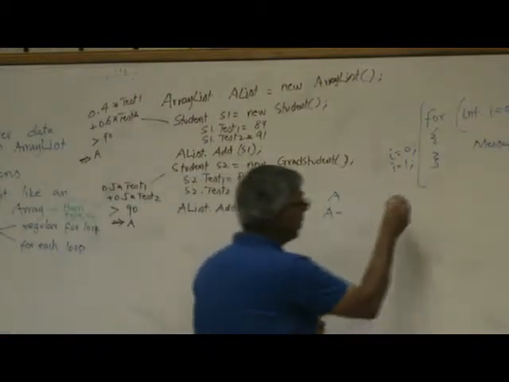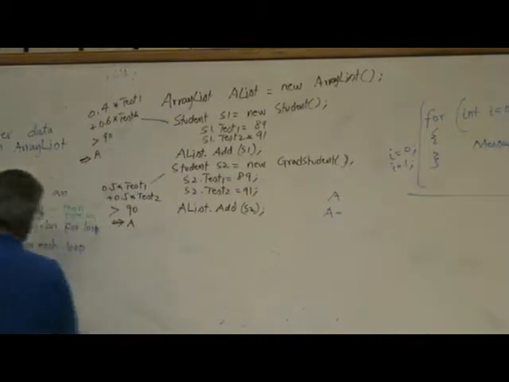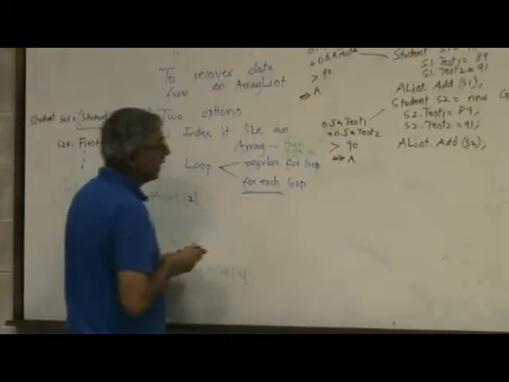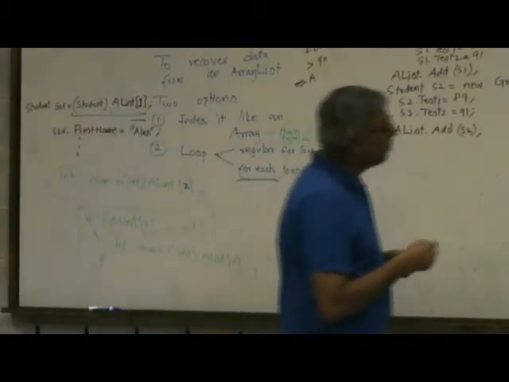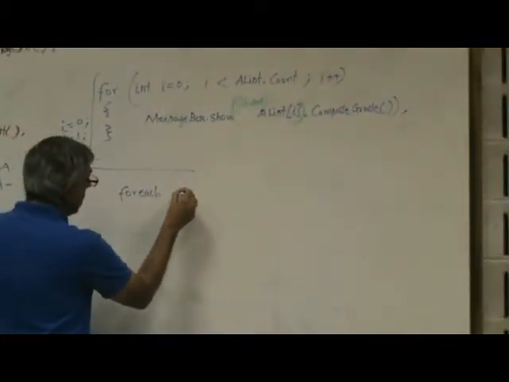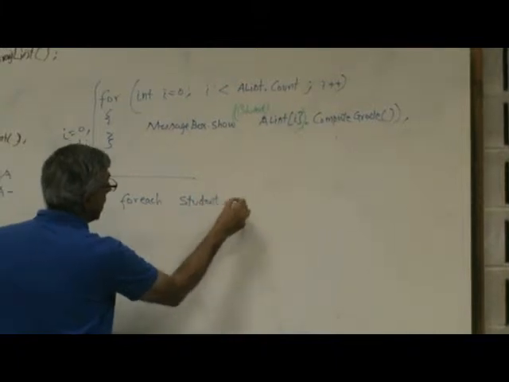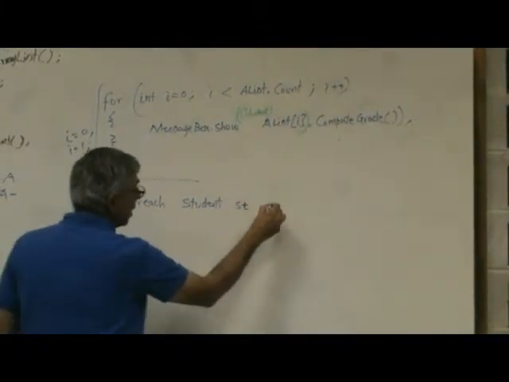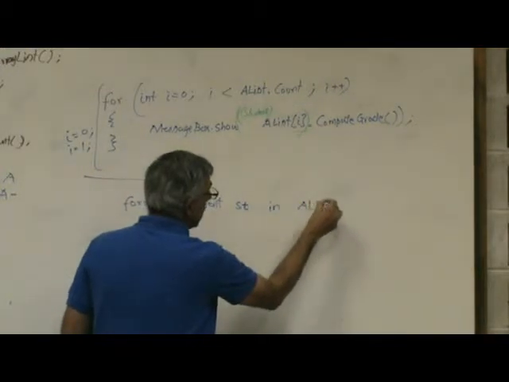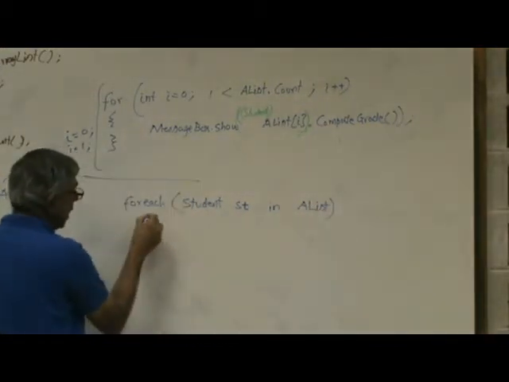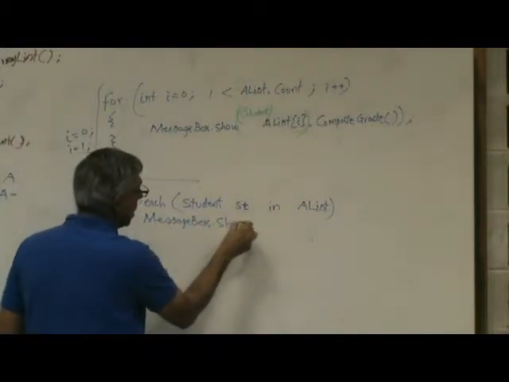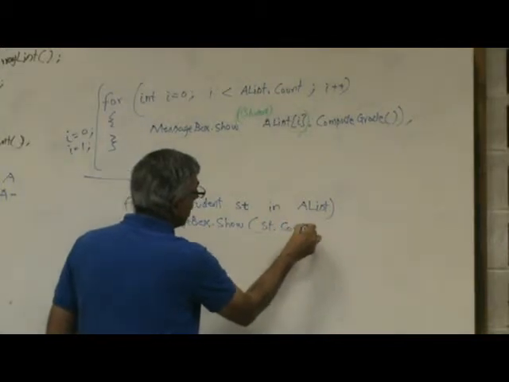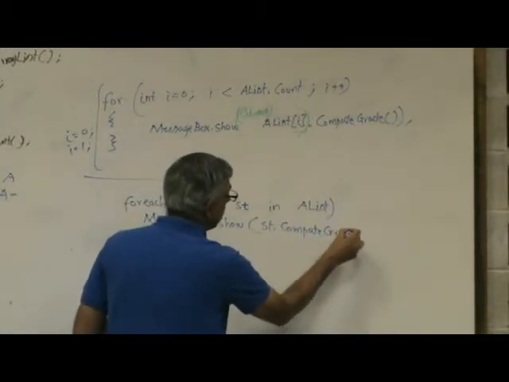There's another loop, as I mentioned, another easy loop available, especially for dealing with collections, called the for each loop, okay? The for each loop looks like this. For each student st in a list and message box dot show st dot compute grade.